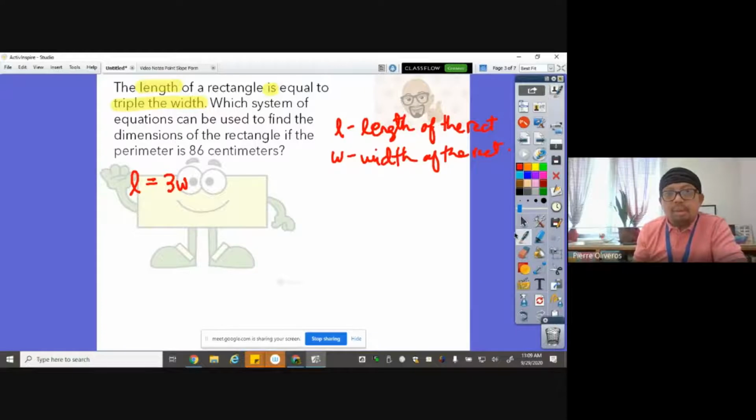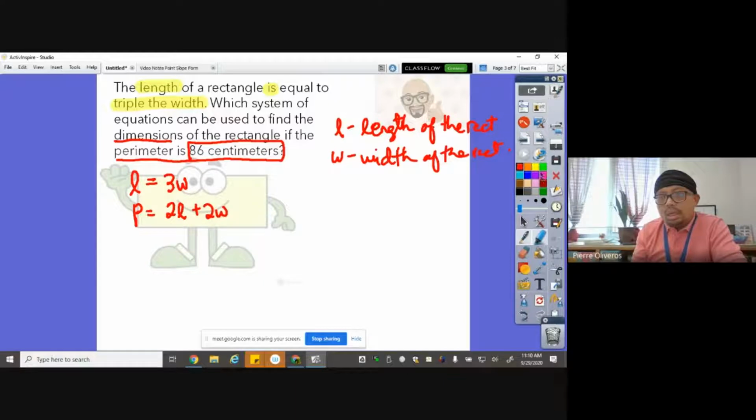Which system of equation can be used to find the dimension of the rectangle if the perimeter is 86 centimeters? What do we know about perimeter? The perimeter of a rectangle is double the width plus double the length.